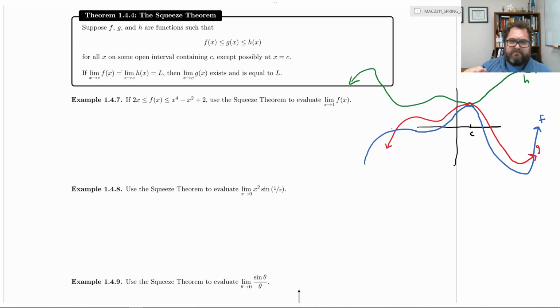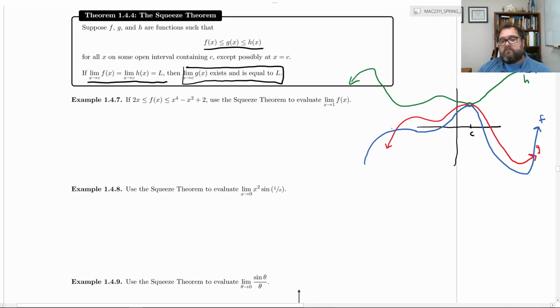So let's see what we need to do. We need to show this is true. And if we can show that's true, and of course, this has to be true as well, then if those two things are true, we can get the limit we're after, which is this result. Okay? So, example 1.4.7.